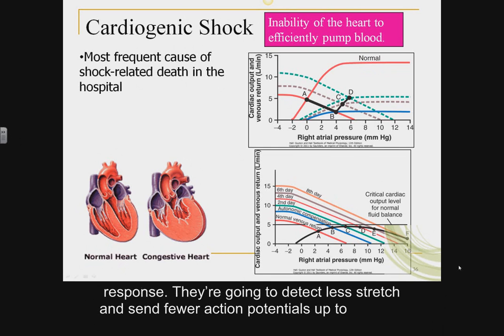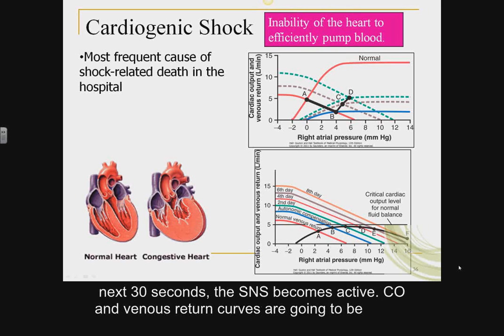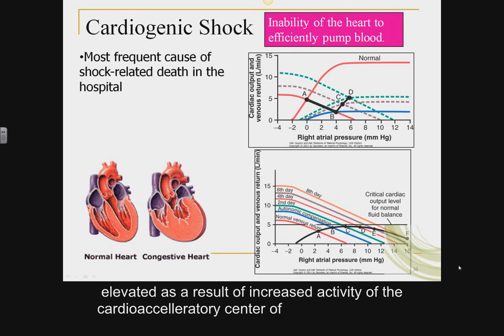Now we're talking about compensated heart failure. We're going to have the central nervous system ischemic response, the baroreceptor response. They're going to detect less stretch, send fewer action potentials up to the brain, more sympathetic output. Within 30 seconds, the sympathetic nervous system becomes active.